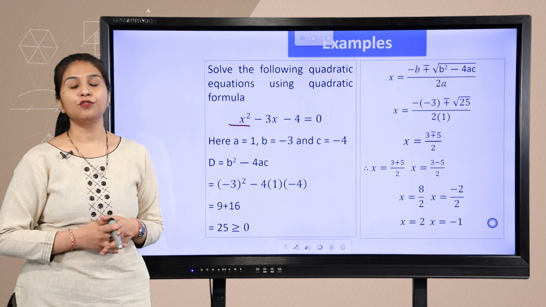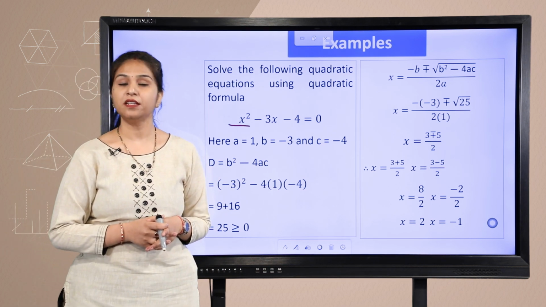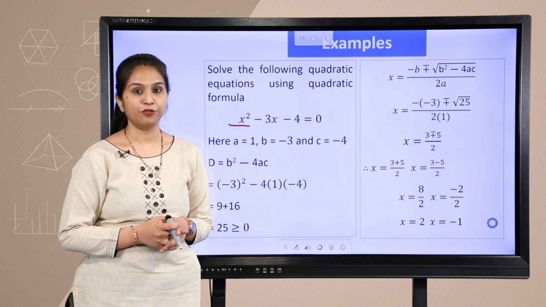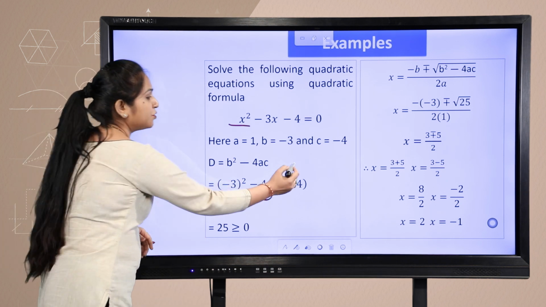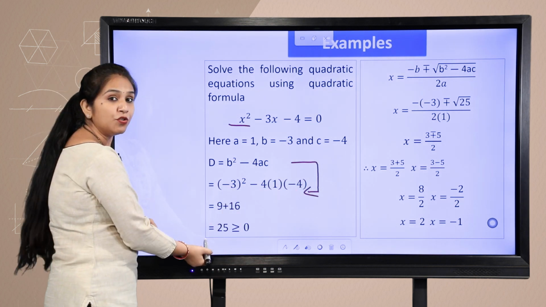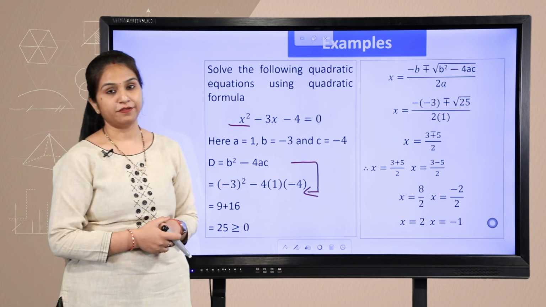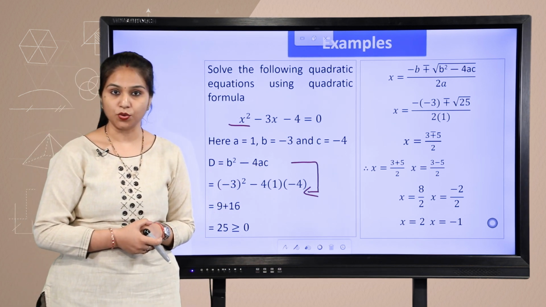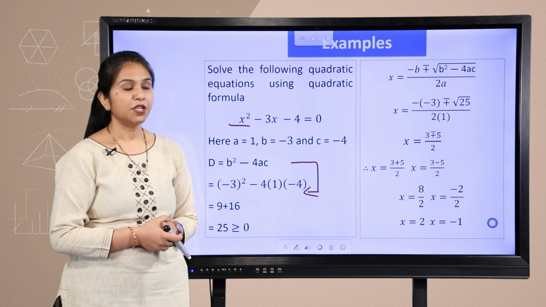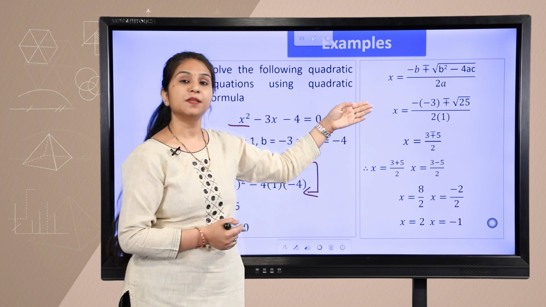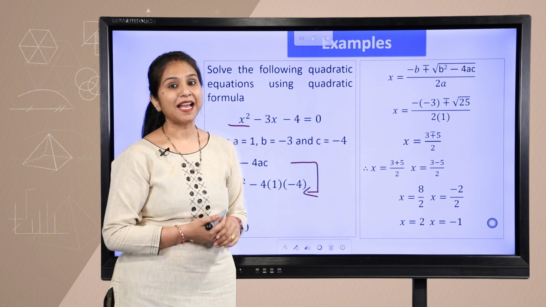Now put the values of a, b and c in the given formula of discriminant, that is b square minus 4ac. On substituting values, children, you will see here the value of D is 25, and clearly 25 is greater than 0. So we can proceed further. So let's put the values now in the quadratic formula. Substitute the values of a, b and c.